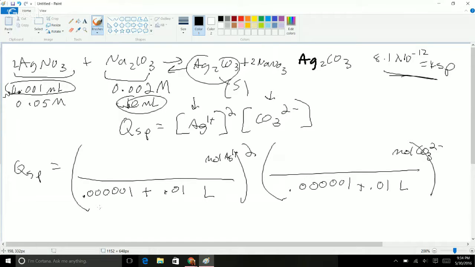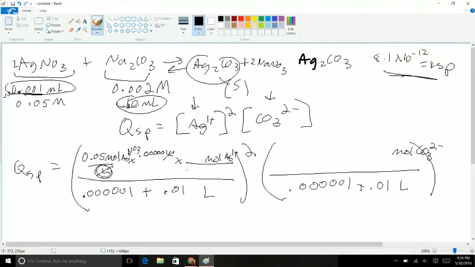Okay, so let's go over to my silver ion part again. I happen to have 0.05 molar, or moles per liter, of my silver ions. I need to multiply it by the amount of silver ions I put in. In this case, I did 0.001 milliliters, or if I put that in liters, it's 0.000001 liters. That way they'll cancel. And then this is 0.05 moles of silver nitrate.